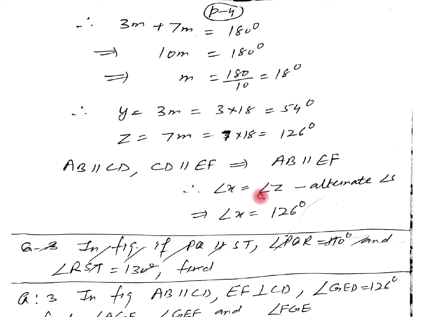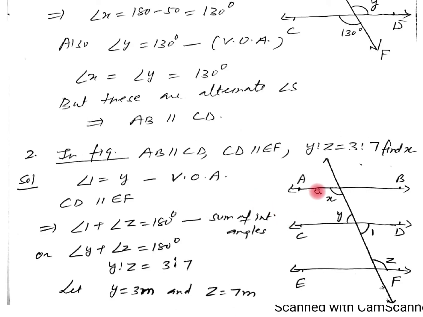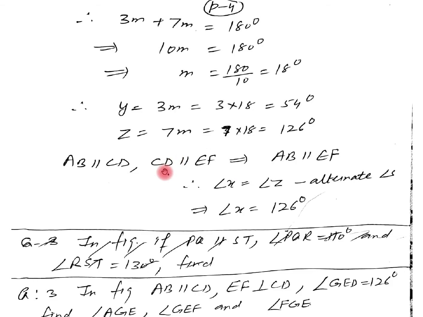Now what you have to find out? Let us see in the figure. We have to find out the value of X. Now we know the value of Y, we know the value of Z, and now we have to find out the value of X. Now AB parallel to CD, therefore X plus Y must be equal to 180 degree, sum of the interior angles on the same side. Putting the value of Y, we are getting the value of X.